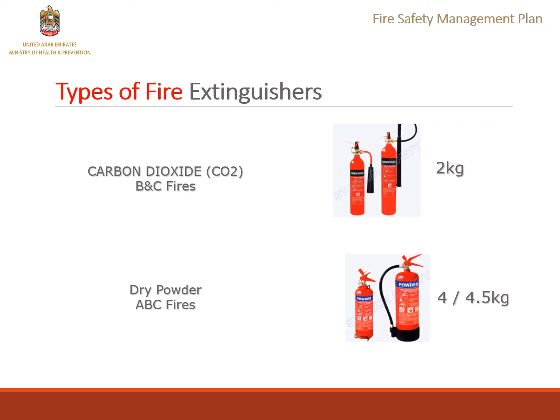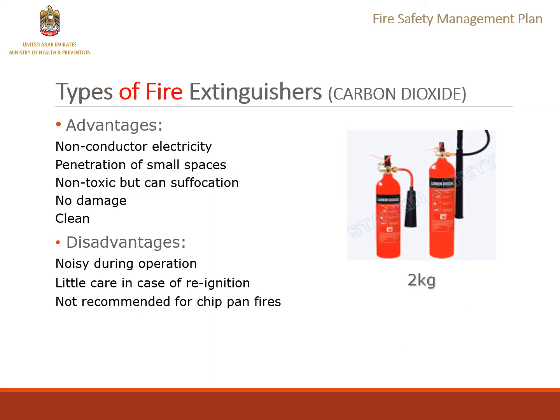The two types of fire extinguishers available in your hospital as of now are carbon dioxide and dry powder. The common size of CO2 is 2 kg, and for the dry powder we have 4 or 4.5 kg. The good thing about carbon dioxide fire extinguishers is being a non-conductor clean agent, so it's suitable for electrical related fires. For example, if your computer catches fire, your best option is CO2. Its only issue is being noisy, which you will notice at the end when you watch the demonstration video. CO2 extinguishers are not suitable for Class F related fires. Class F represents kitchen fires, and wet chemical is the appropriate extinguisher to be used in such cases.